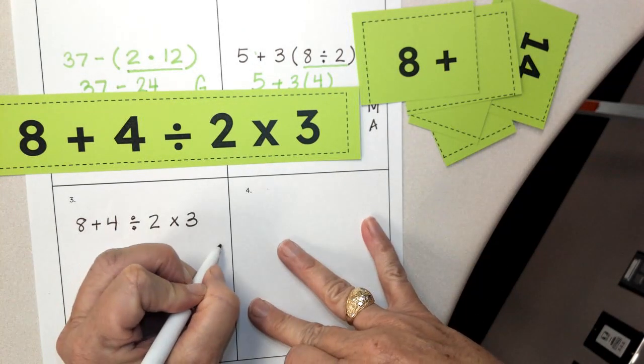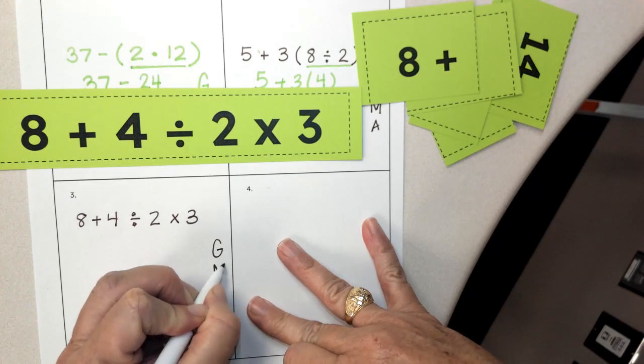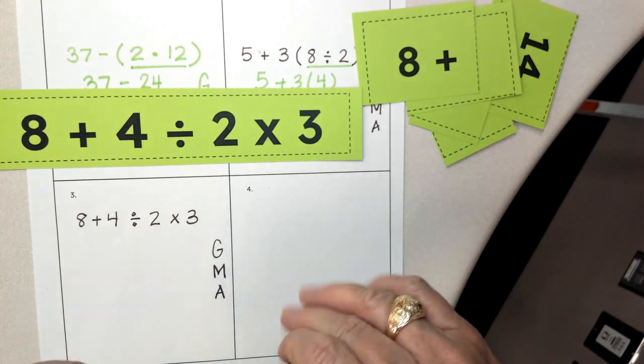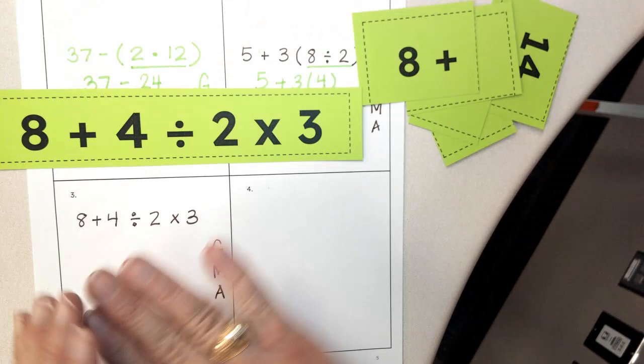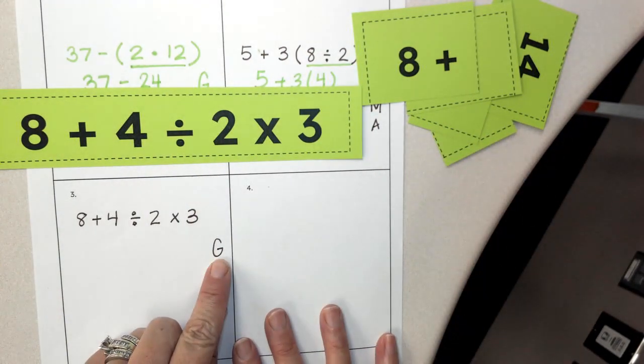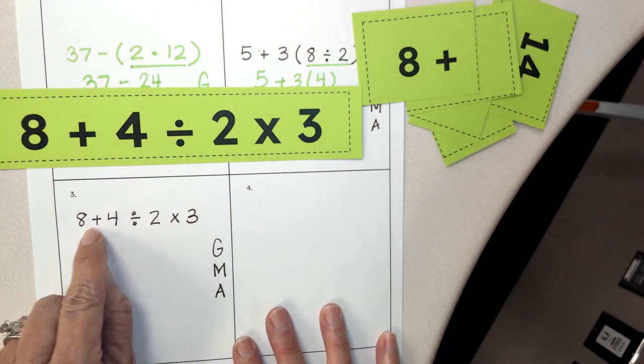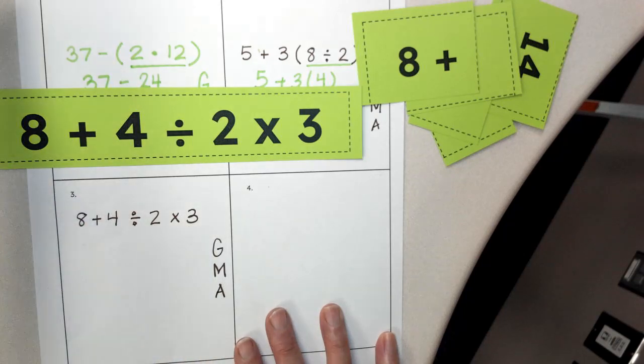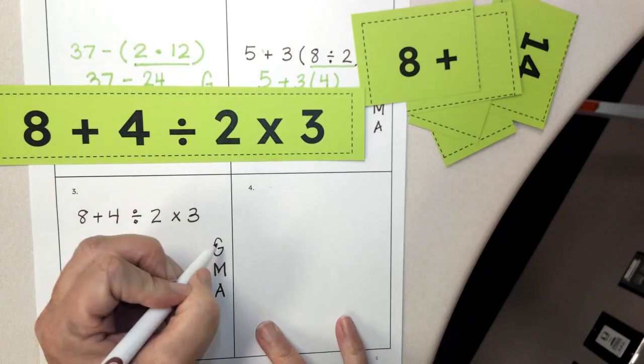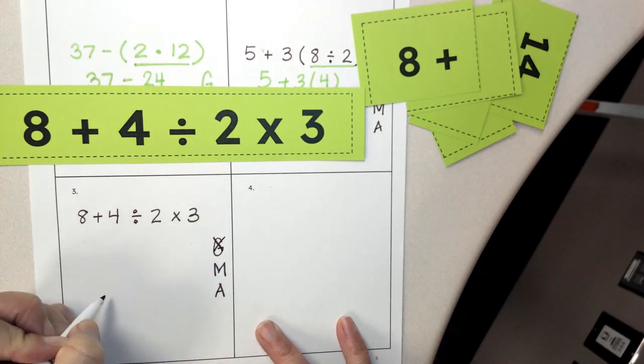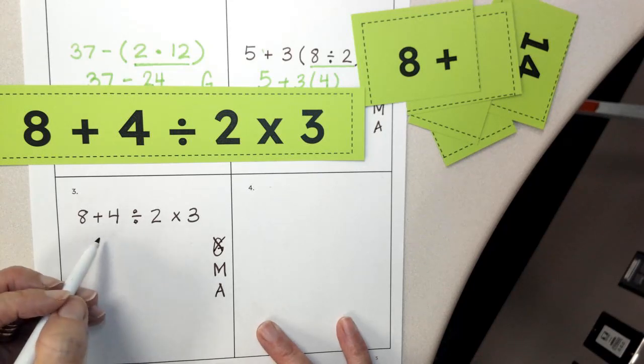And I'm going to go ahead and write my steps, G, M, A. So I'm going to be surveying my problem for any grouping symbols. As I look carefully for the grouping symbols, I don't see any. So I'm going to go ahead and cross the G off. There are no grouping symbols to solve first.